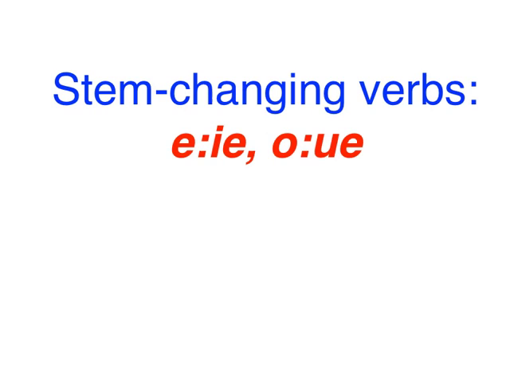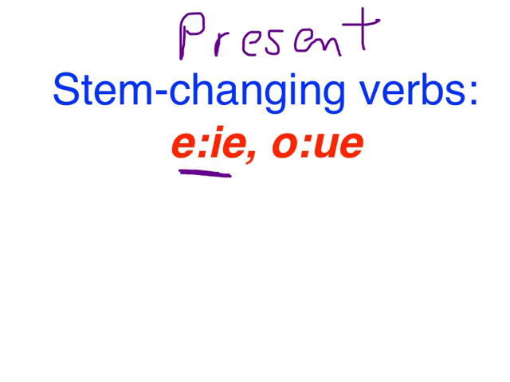Hola, clase. Now we're going to take a look at the stem changing verbs in the present tense, of course, because that's what we're reviewing. Stem changing verbs, they stem change either E to IE or O to UE. Let's take a look at those now.